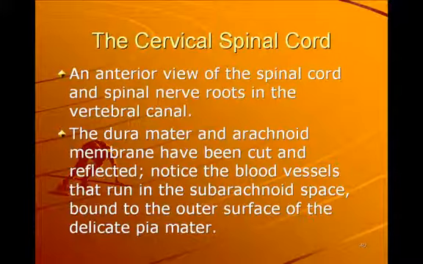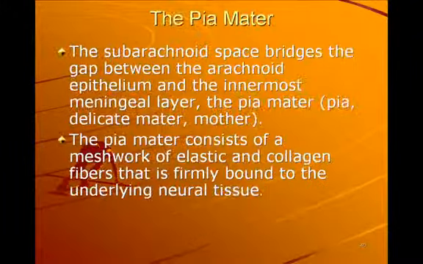In the cervical spinal cord, and the picture that you looked at earlier is an anterior view of the spinal cord and the spinal root nerves as they come off the vertebral column. The dura mater and the arachnoid mater have been cut and they've been dissected away. You'll see blood vessels again that run along the subarachnoid space bound to the outer surface of the pia mater.